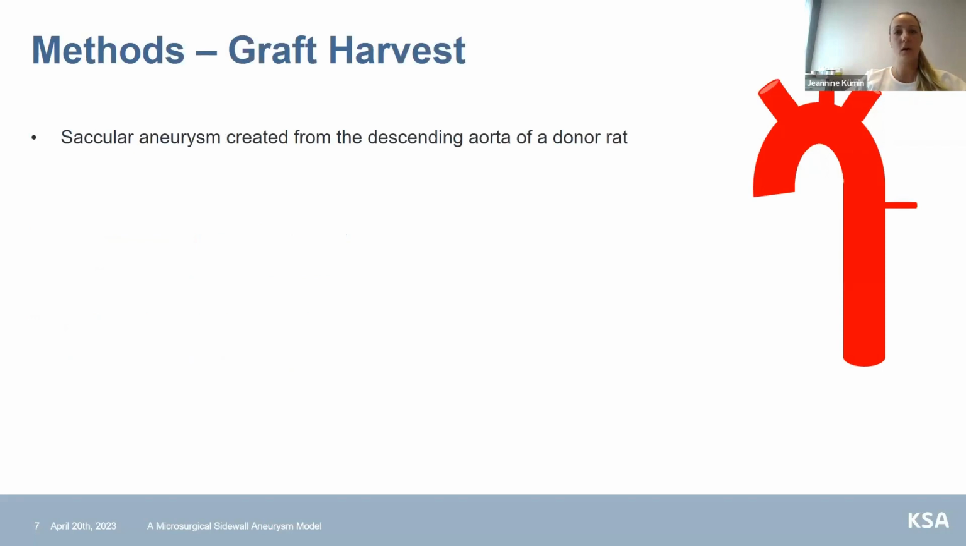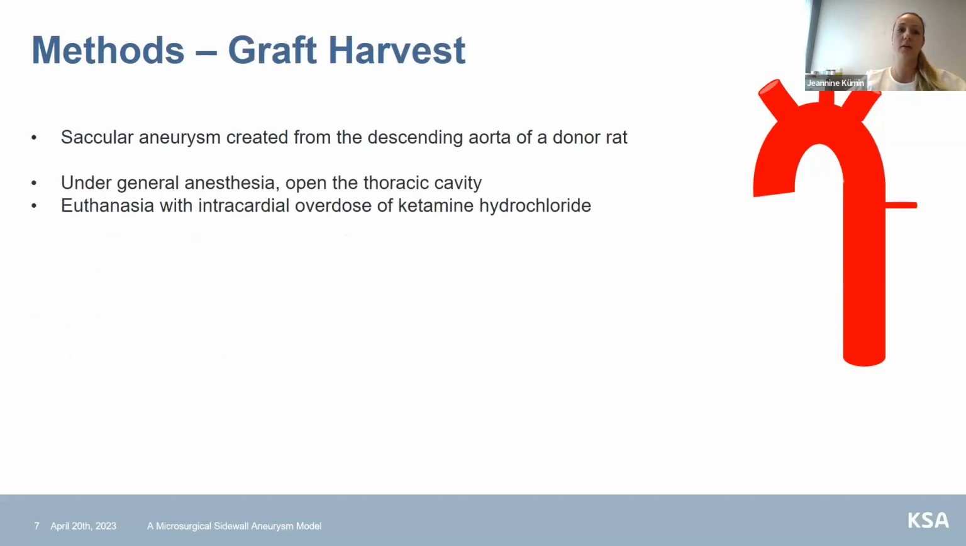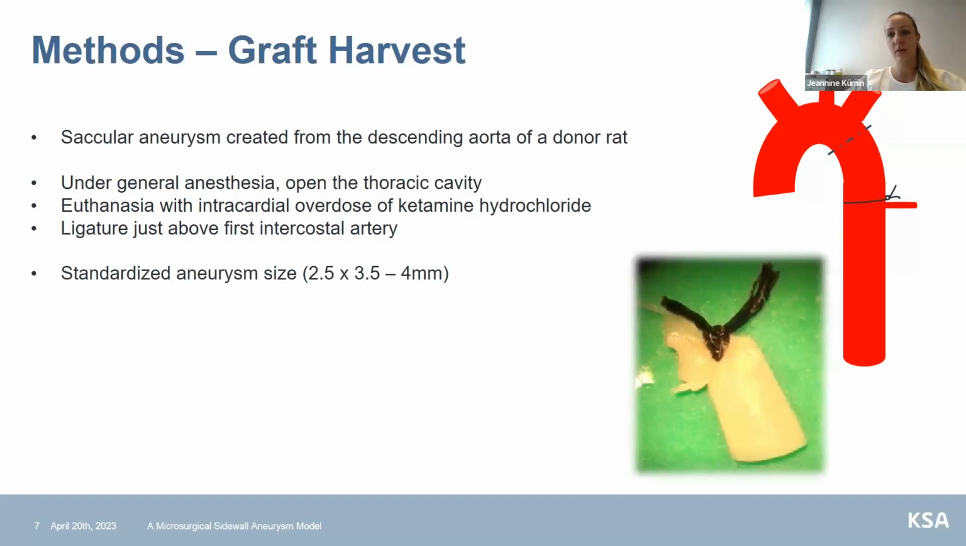To start with the graft harvest, we used saccular aneurysms, which are created from the descending aorta of a donor rat. Therefore, under general anesthesia, we opened the thoracic cavity. Then the animal was sacrificed with an intracardial overdose of ketamine hydrochloride before a ligature was placed just above the first intercostal artery. Like this, we could create very standardized aneurysms with a width of 2.5 to 3.5 millimeters, depending on sex and age of the animal, and a length of around 4 millimeters.